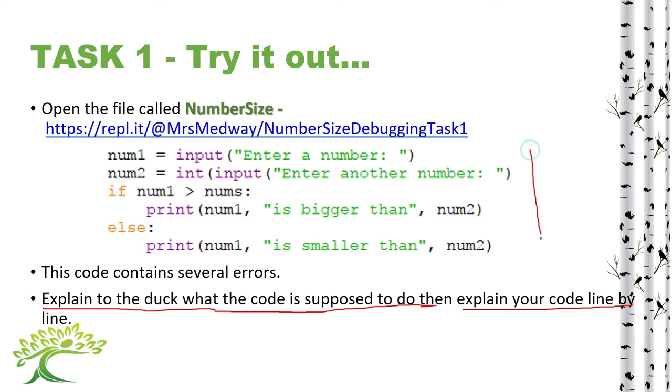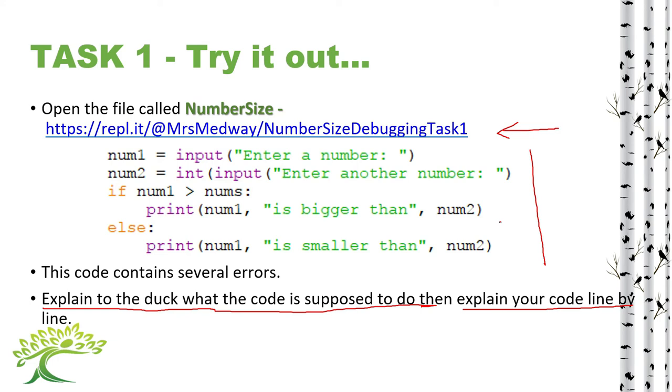So here's a program, and what you're going to do for this task is use this link here to open the program in Replit. When you're in Replit, if you try and run it, it won't work because it's got some errors in it. The code might well work, but it's got some errors in it and you need to fix it. So what you're going to do is you're going to talk to your duck. So if you haven't got a duck, you could maybe, I don't know, get an orange or something.